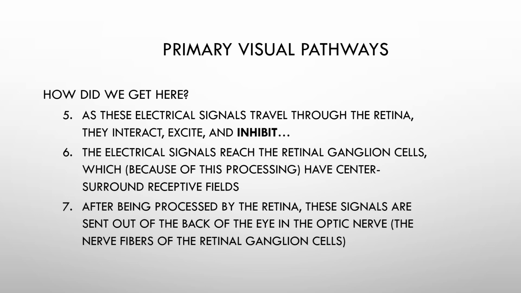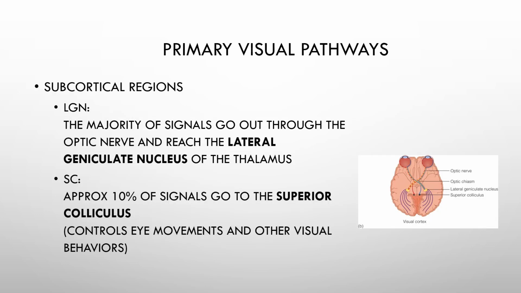As these electrical signals travel through the retina, they interact, they excite, they inhibit, and so the electrical signals reach those retinal ganglion cells, which, because of this processing, lateral inhibition, have center surround receptive fields. After being processed by the retina, these signals are sent out of the back of the eye in the optic nerve, and the optic nerve is that cable of nerve fibers, or axons, of the retinal ganglion cells. So we finally get this information to the brain.